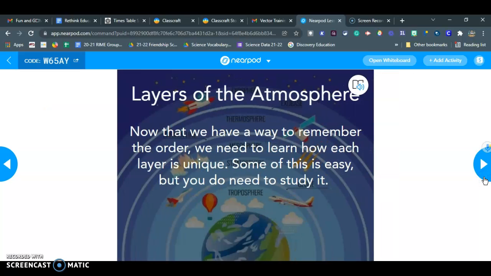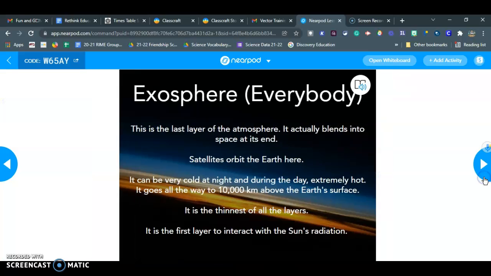Now that we know how to remember the order, everybody thank Miss Saunders today, we're going to memorize what happens inside of each layer. Now again, this is pretty easy, I think, because it's not super difficult what happens in each layer, and I'm not asking you to memorize like 50 things. It's generally one or two things within each layer that is extremely important to us, and then we will move on after that.